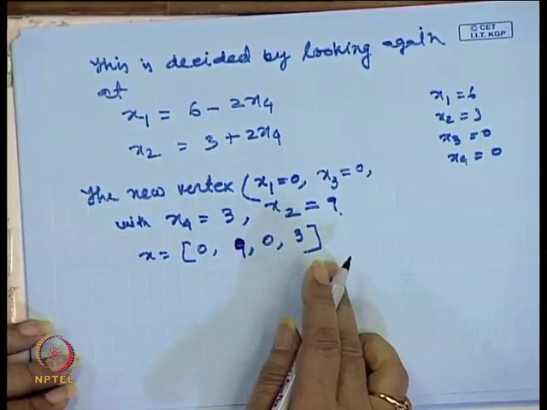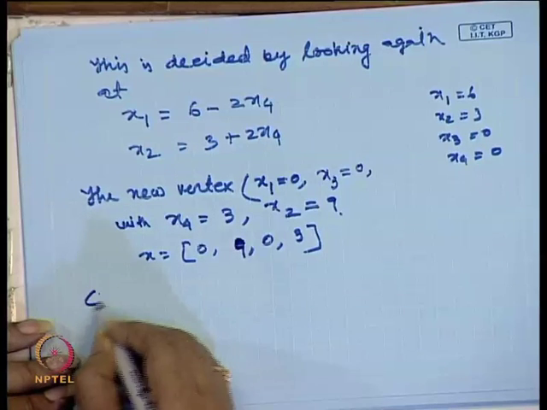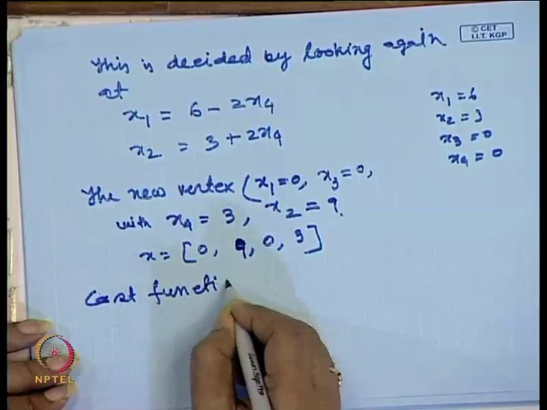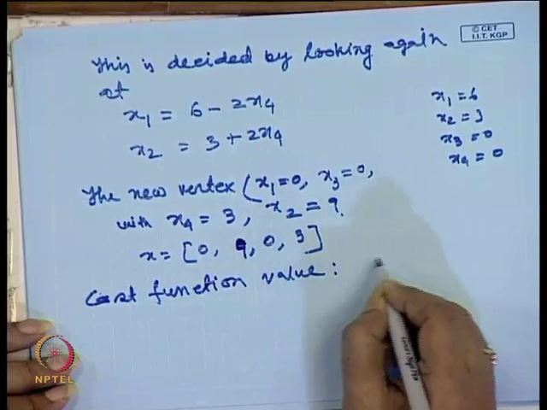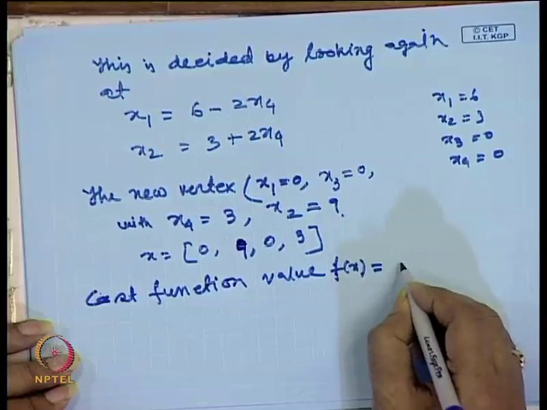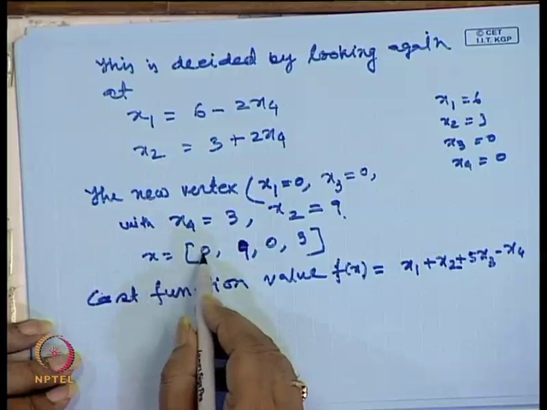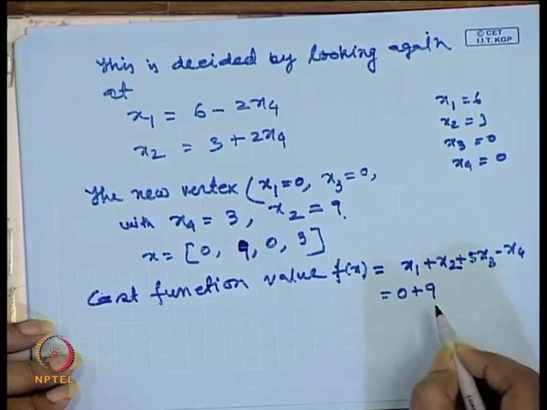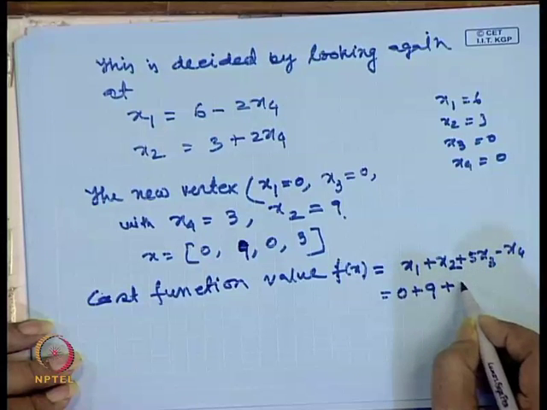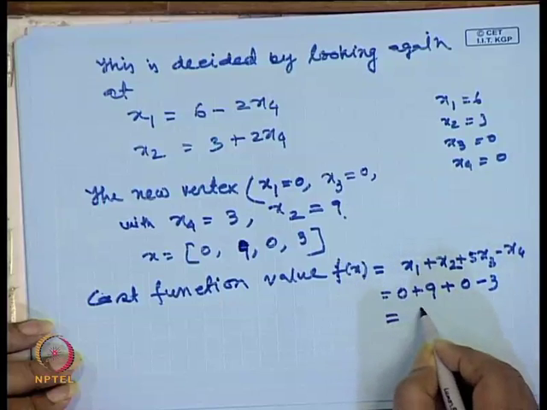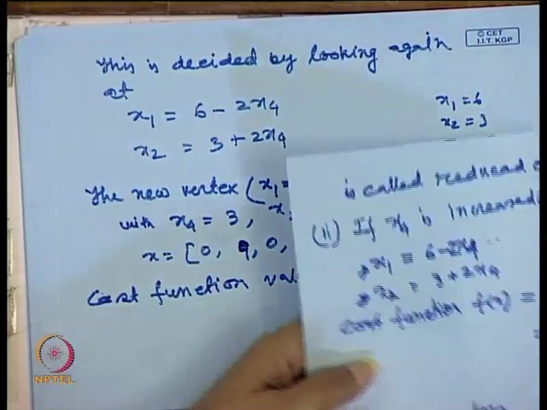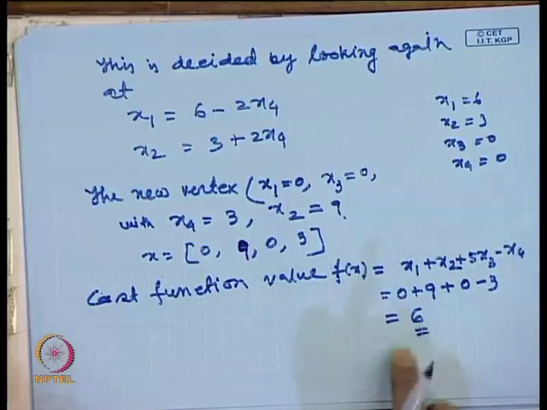Agree? And now, what is our function value? Just see the objective cost function value. The cost function f of x is equal to x 1 plus x 2 plus 5 x 3 minus x 4. At our new vertex, x 1 is 0, x 2 is 9, x 3 is 0, x 4 is 3, so it is 9 minus 3. So our value is 6. Previously our function value was 9, and now the cost function is 6, so the function value is reduced.